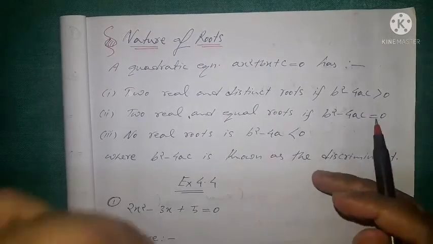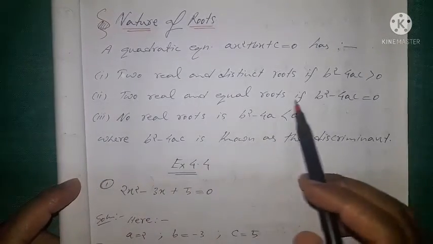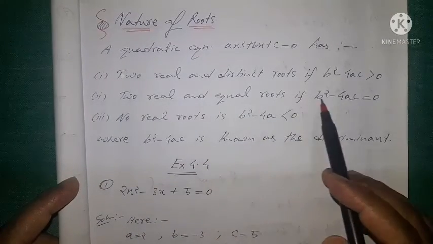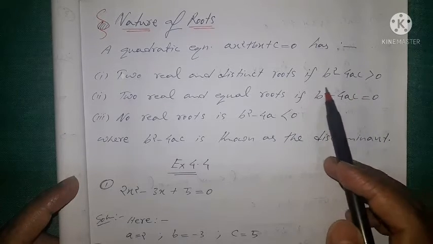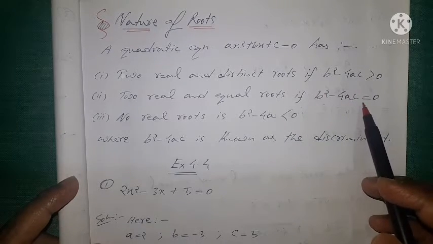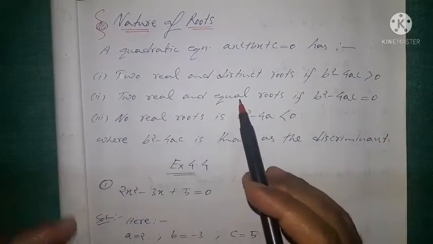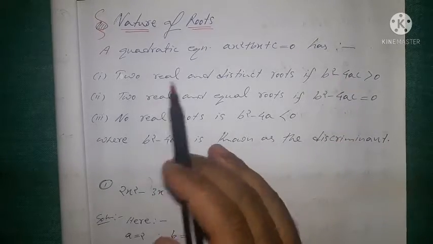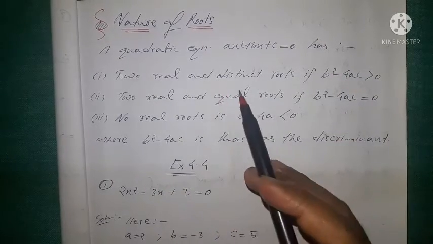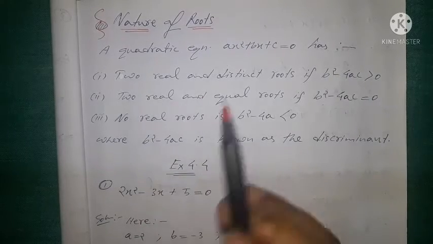Two real and different roots. Again, for the second case, two real and equal roots if b square minus 4ac is equal to 0. If we find the value of b square minus 4ac equals 0, that means the two roots are real and equal. In the first case, if the value is positive, then the roots will be real and unequal, that means different roots. In the second case, the two roots will be real and equal.